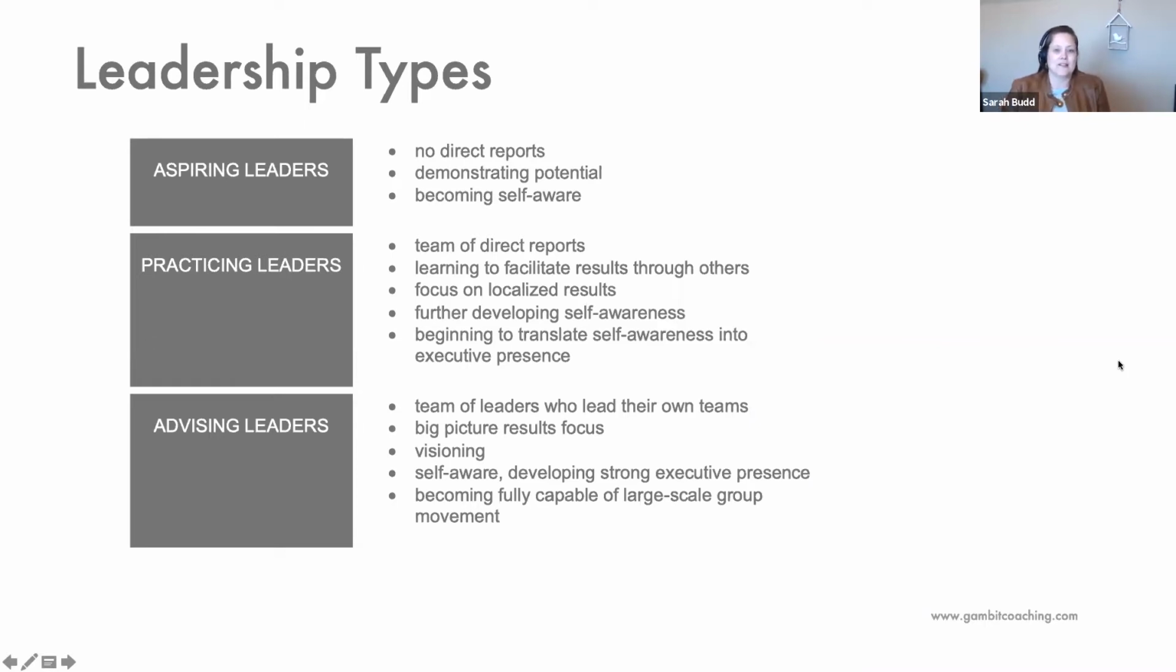Now, I told you we'd start with different types of leadership. For our purposes today, I've divided the different types of leaders into 3 groups. We have aspiring leaders, practicing leaders, and advising leaders. And this is where we'll have that first poll. Which one of these stages best describes you at this moment? You can answer that as we go through and talk about what those are.